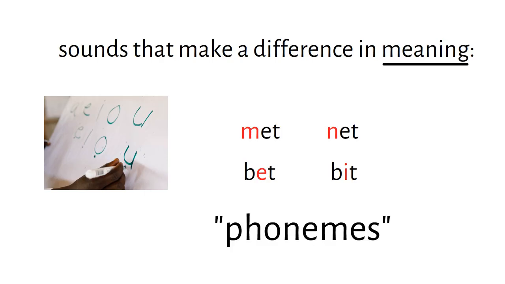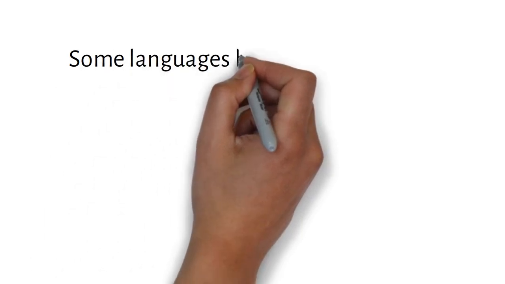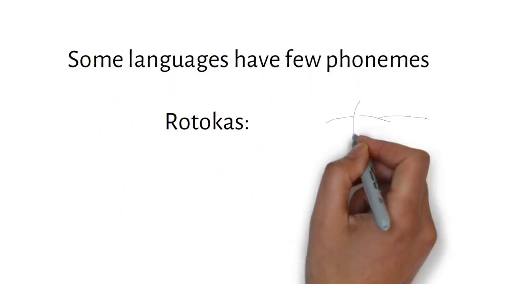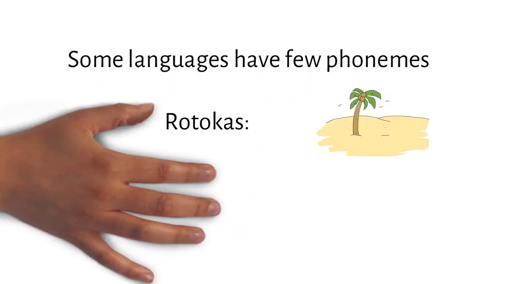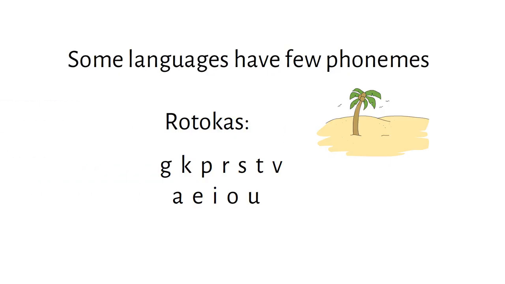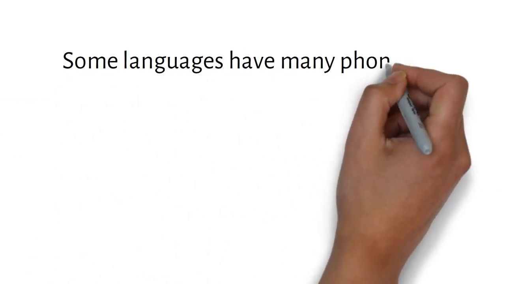Different languages have different numbers of phonemes. Some have few phonemes, like the Rotokas language of Papua New Guinea. Others have a lot of phonemes, like Nepali.